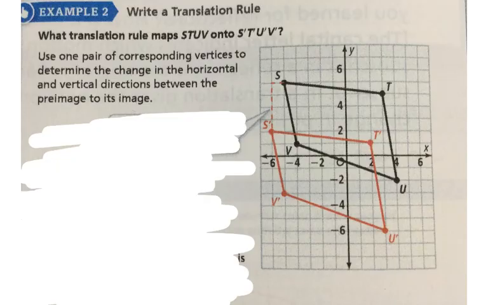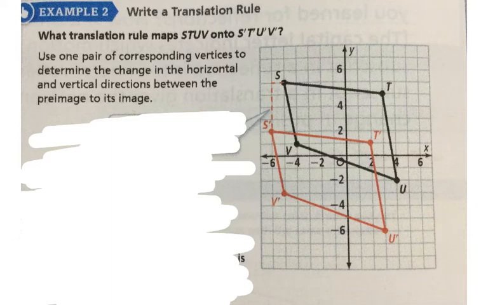I was like, okay, so when we look here, how do I know which one is the original and which one is the new one? The original is STUV, and the translation would be S prime, T prime, U prime, V prime. So we want to know, how did they move from the black figure to the red figure? So let's see if we can figure out the rule. Down 4, left 1.